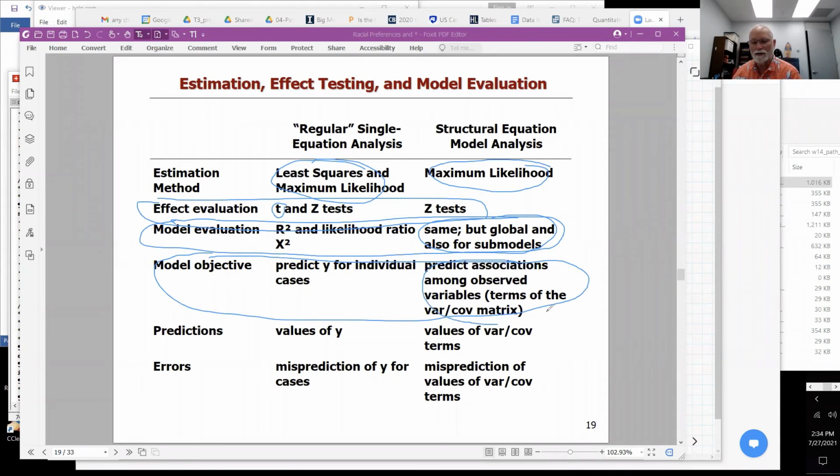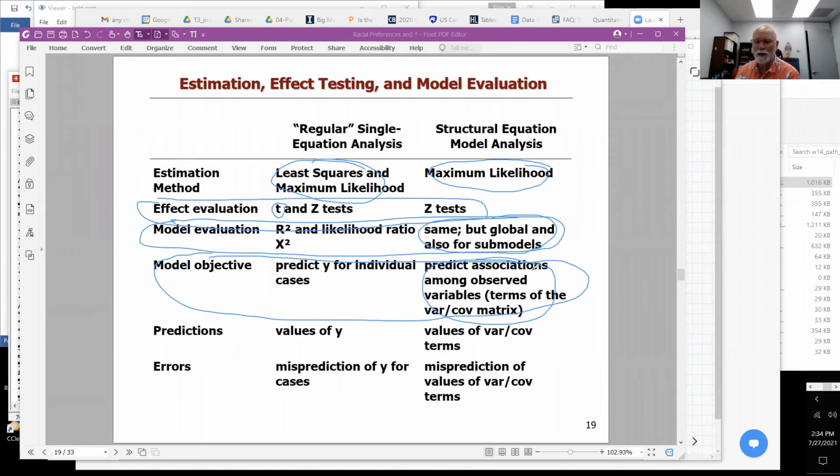In structural equation models, your objective is something else. You're trying to predict the entire set of associations among all of the observed variables. You may be thinking about latent variables, but what you have are associations among observed variables. That's either a correlation matrix or a covariance matrix, a variance covariance matrix.